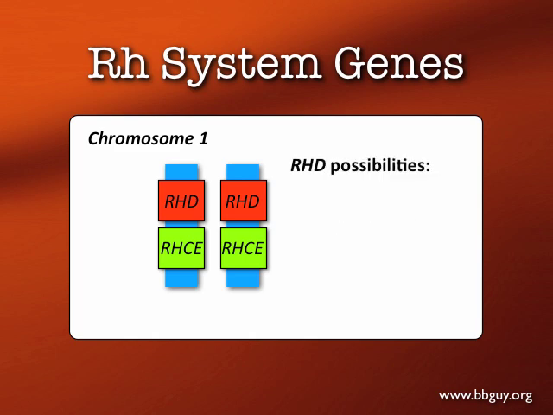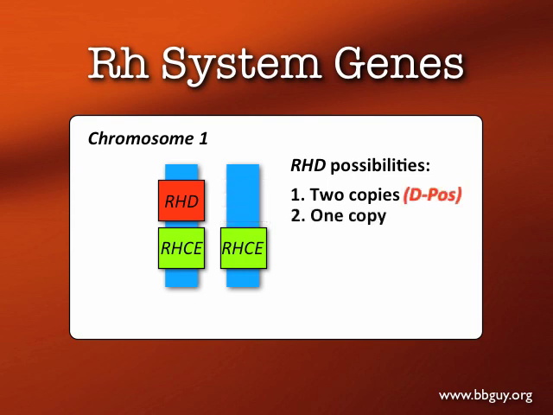Well, what can happen with RhD? Well, if, as in this particular slide, you see someone who has two copies of a normal RhD gene, as shown in red there, then obviously they're going to be D positive. Now, some people have deletions of that D gene, so they only have one copy. They only inherit one copy from one parent and a deleted copy from the other parent.